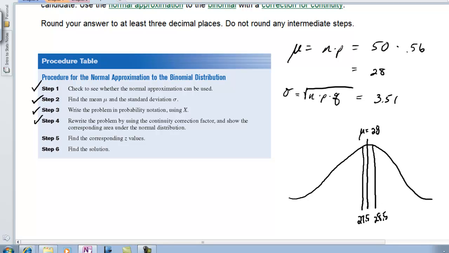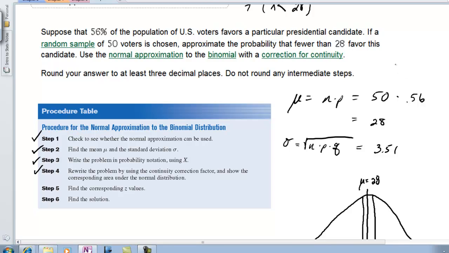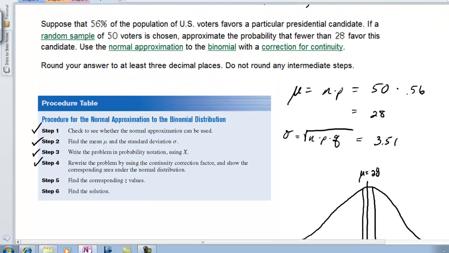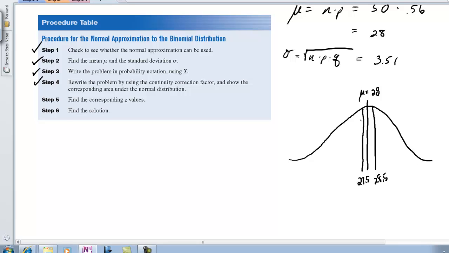This whole area in between 27.5 and 28.5 belongs to 28, and that area is the probability of getting 28 voters. Now the question did not ask for the probability that exactly 28 favor this, or else we would be looking for the area in between these two cutoff values. Rather, it asked, what is the probability that fewer than 28 favor this candidate? Since 28 begins at 27.5, we are looking for the area to the left of 27.5. Hope that makes sense. So how are we going to find it?